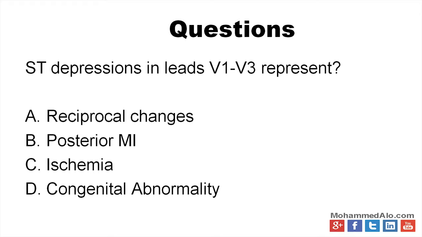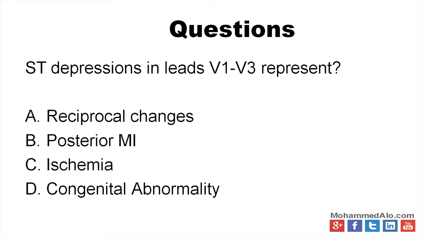So some quick questions. What do ST depressions in leads V1 through V3 represent? Anyone know? Is it reciprocal changes, posterior MI, ischemia, or congenital abnormality? Obviously, if you've been listening to this, the answer is posterior MI. It's nothing else. Nothing reciprocates there. It's not ischemia. Ischemia does not localize. Ischemia is not just going to happen in leads V1 through V3. If the person's really ischemic, it'll be V5 and V6, and they'll be everywhere. So nothing reciprocates there, and it is absolutely a posterior MI.